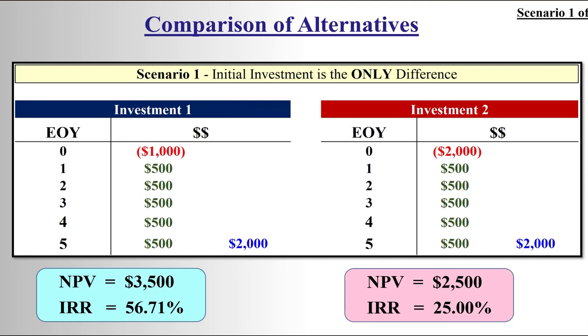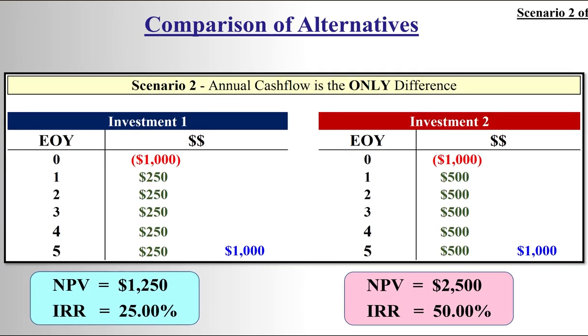I put down less and I still sell it for the same amount and I still get the same periodic payments. Scenario 2, annual cash flows is the only difference. So the periodic payments on investment 1 is 250, on investment 2 is 500. I'm getting a much higher payment for investment 2 than I am on investment 1. And I've put down $1,000 for the purchase of it and I'm selling it for $1,000.